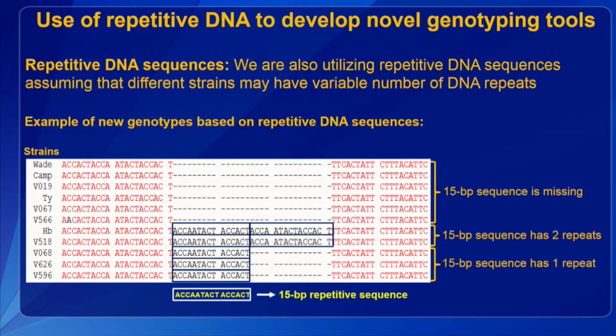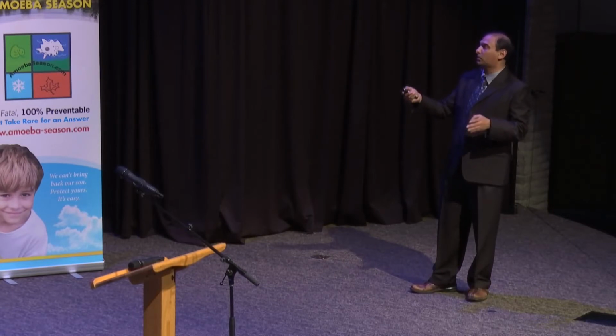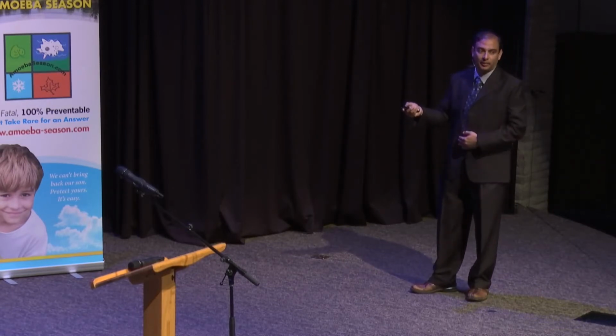And we are also trying to use repetitive DNA sequence, and this is an example of repetitive DNA sequence in several isolates. So this is a 15 base pair repeat that has been repeated 2 times in these 2 strains, 1 time in these 3, but it's completely missing in these 3. So based on repetitive DNA sequence, we are trying to develop a new genotype. And this would be better than SNP because we should be able to see the difference just by running the PCR product on a gel. We will not need to sequence the amplified product.